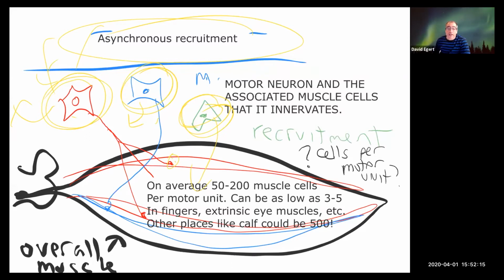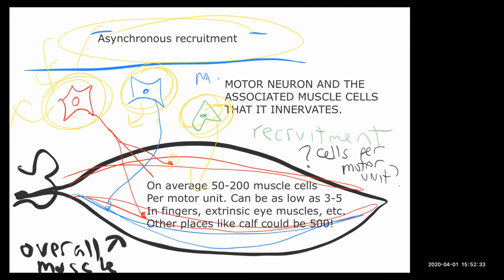So asynchronous recruitment only works if you're not totally firing off everything at once, making a really strong force. If you really have the muscle go as hard as it can, you're going to have to stop pulling and let the whole thing recover.